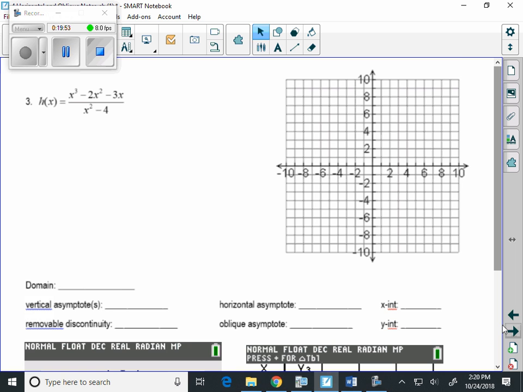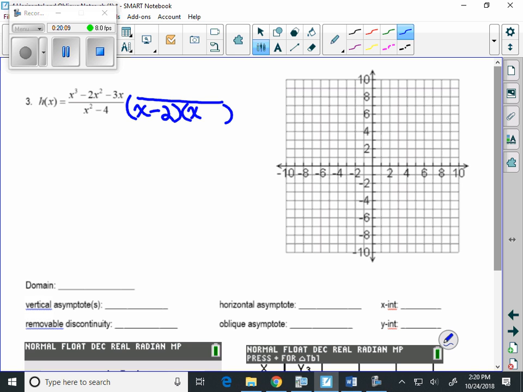But when we start with this problem, we do need to look at our domain, which is going to be determined from the bottom of our fraction. And it's the difference between two squares. So we get x minus 2 and x plus 2.